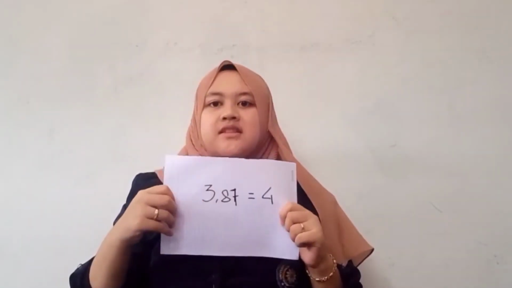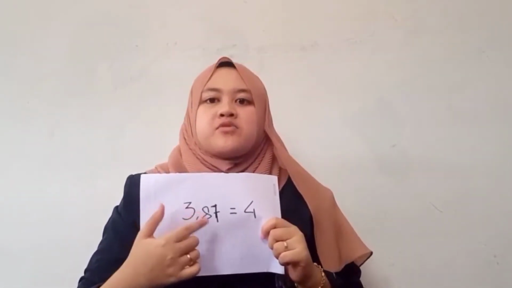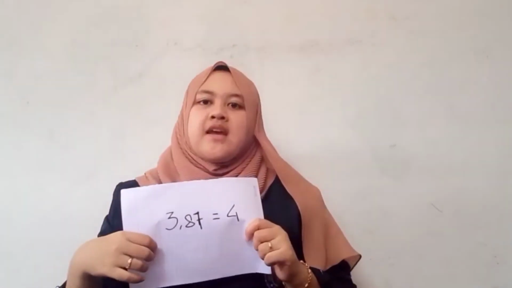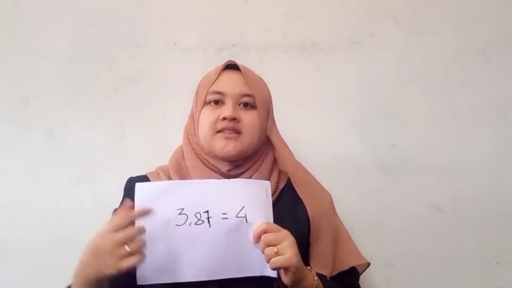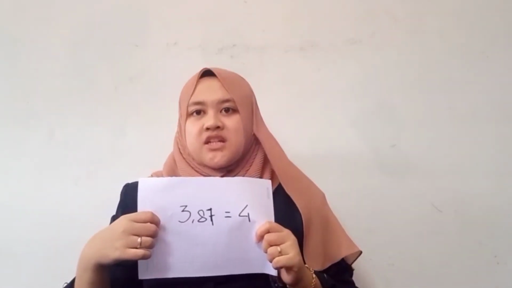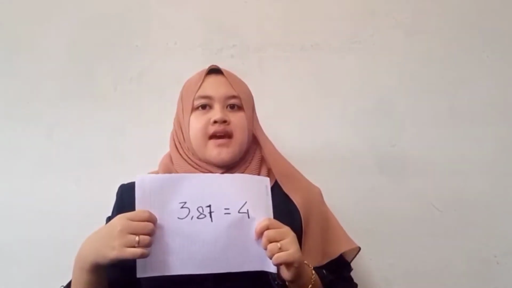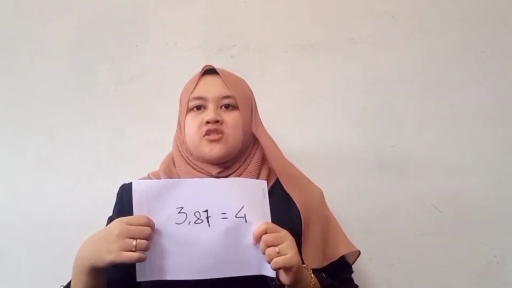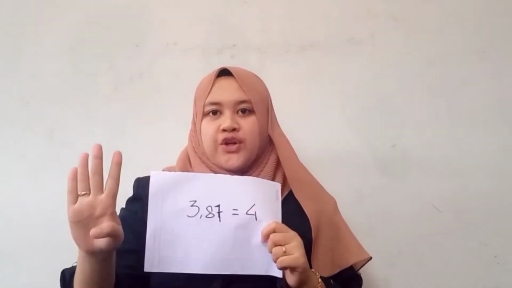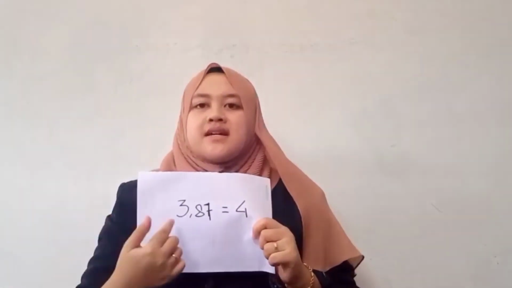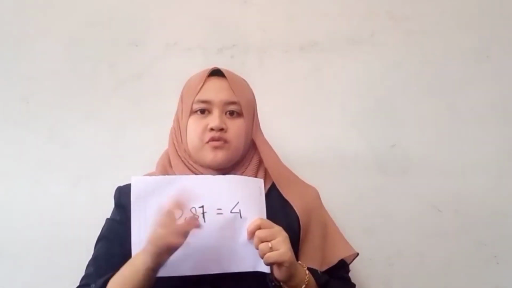The third, 3.87 rounded up to 4. In 3.87, pay attention to the number behind the comma, which is 8. Therefore, the unit number 3 is increased by 1 to 4. The answer is 3.87 rounded up to 4.